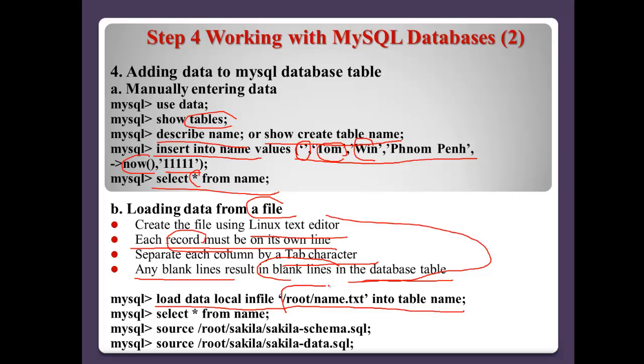In my case, I already made this file, root/name.txt. So if I load this file, the data from this file is inserted into this table. After that, we can check with select star from name. Or another way: source root Sakila schema SQL and Sakila data SQL. The source command normally supports the file extension SQL. As an example, I'll download this file from the MySQL website and insert it using this SQL file.